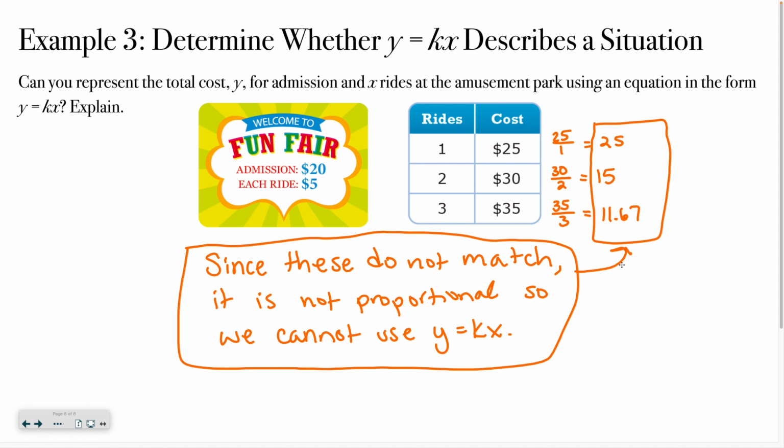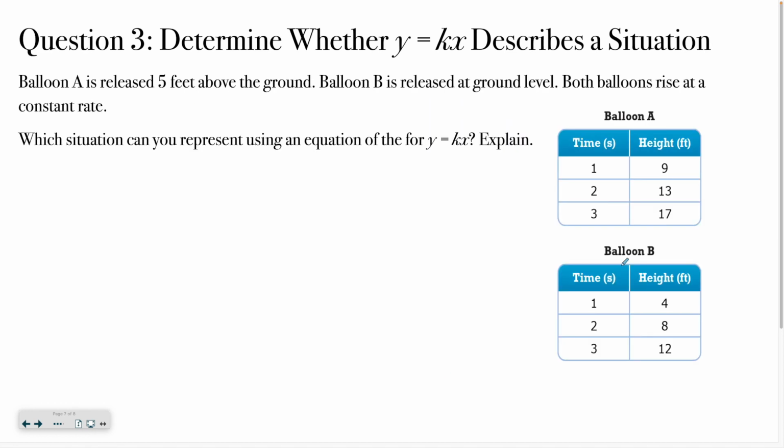All right, then here's the last thing for you to try on this problem. We have balloon A is released 5 feet above the ground. Balloon B is released at ground level. Both balloons rise at a constant rate. Which situation can you represent using an equation of the form, sorry for that typo, y equals kx, and explain? So I want you to look at these two different tables.